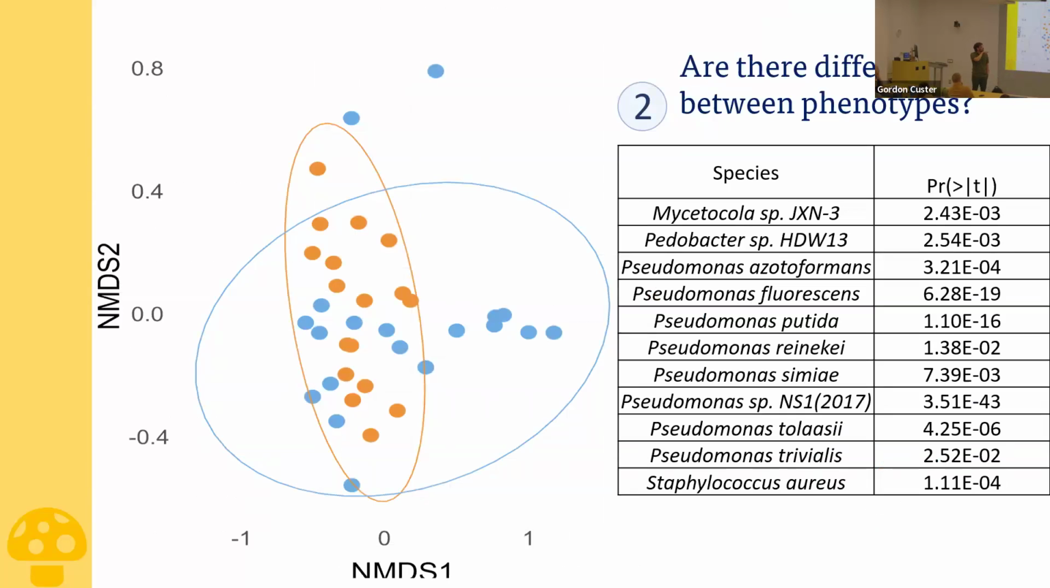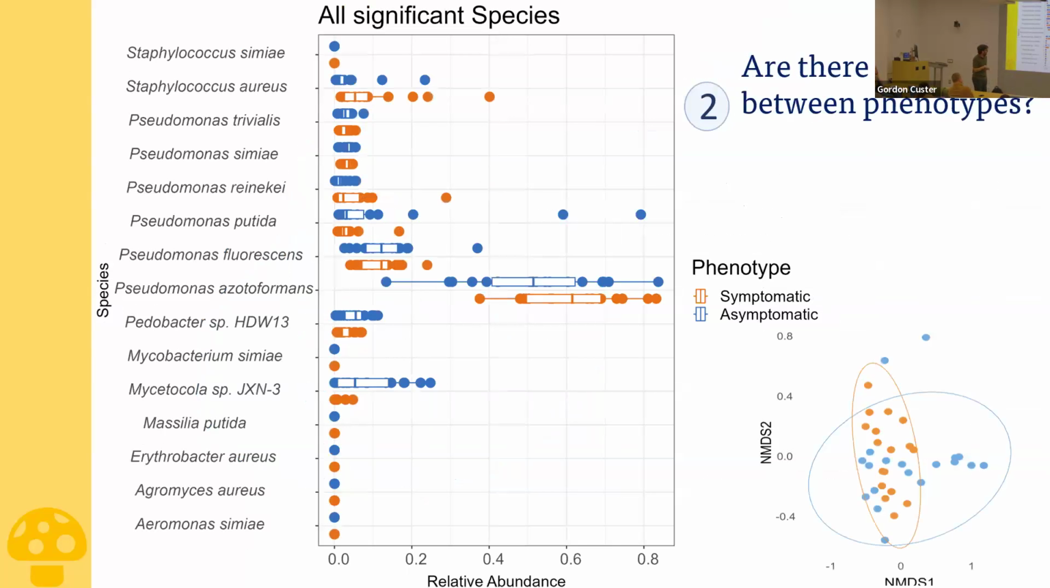Okay, and so these are all the species that were identified as significantly different between our symptomatic and asymptomatic. If we go ahead and look at that on our total abundances, on the left you see the species that previously we identified as being significantly enriched. And then on our x-axis is the relative abundance. What we can see is that for the most part, the species that were identified as being significantly different seem to be asymmetrically enriched.